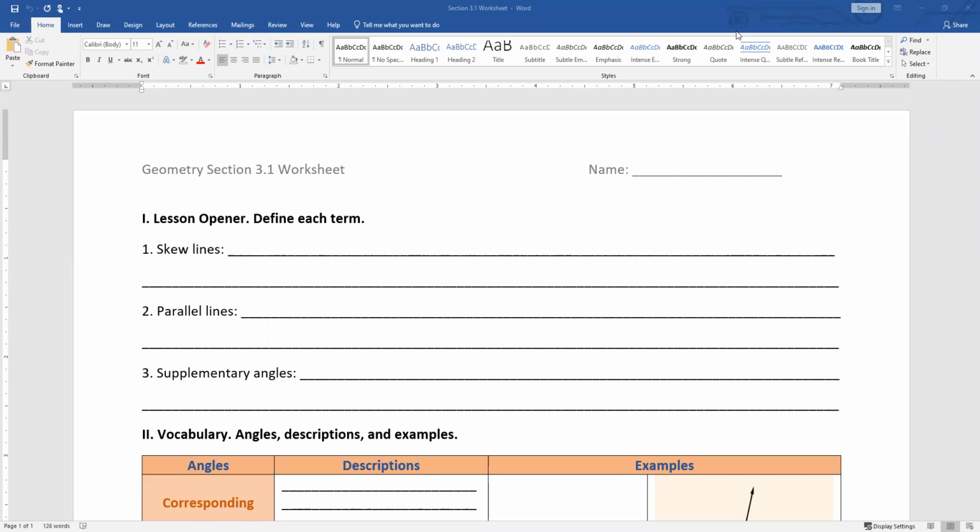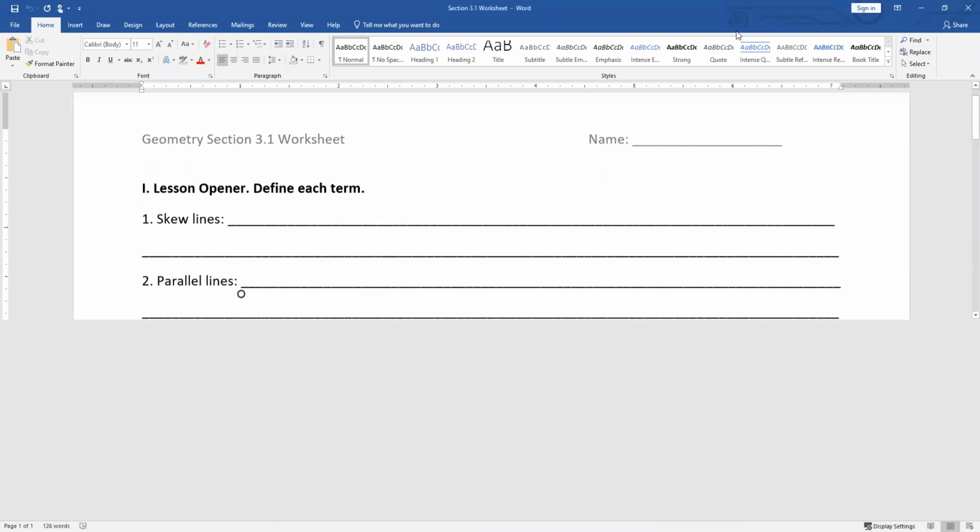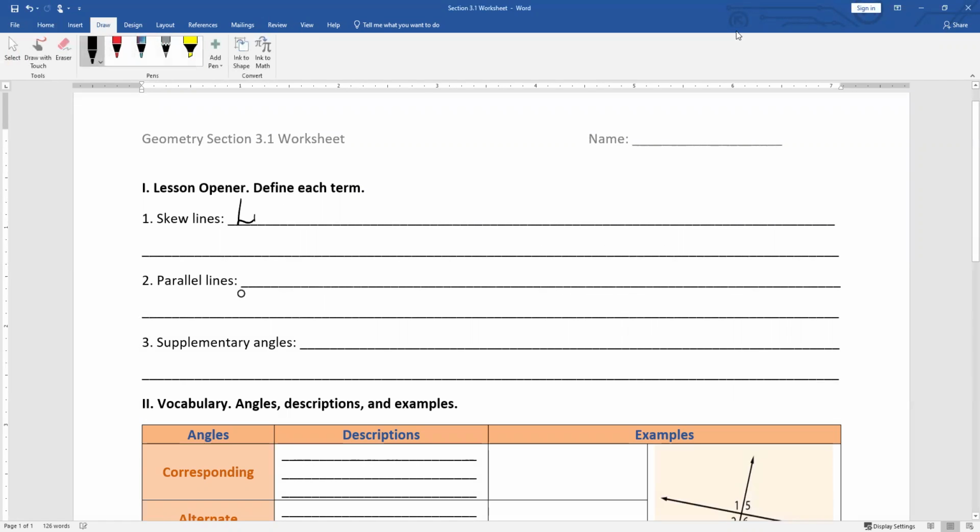Okay, so to begin section 3.1, parallel lines and transversals, we first want to define some of our previous terms. So skew lines, does anybody remember what skew lines are? They're not coplanar. Yes, skew lines are lines that are not coplanar.